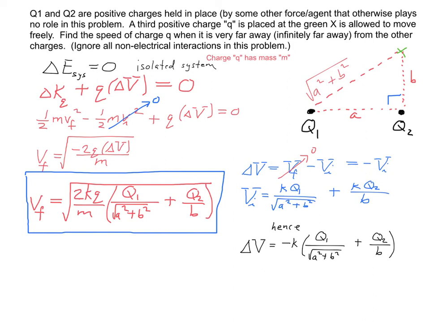Finally, we can check the units. So note that the electrical constant k times q times another q divided by units of distance, so that's either here or here, gives us units of energy. Units of energy divided by units of mass, so joules divided by kilograms, gives us meters squared per second squared. If we take the square root of that, we get units of meters per second, and that checks out, of course, if we're looking for a final speed. So our result looks reasonable. It has the right units. We can be reasonably confident that it's correct.